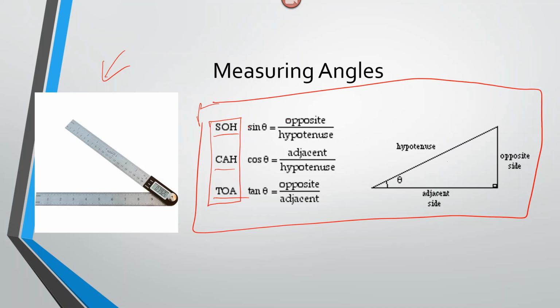We use inverse tangent of opposite over adjacent. Inverse tangent can be found if you use the second key on your calculator, and you hit tangent, you're going to get inverse tangent. Inverse cosine of adjacent over hypotenuse gives you theta. Inverse sine of opposite over hypotenuse gives you theta. So those are ways to get some angle.